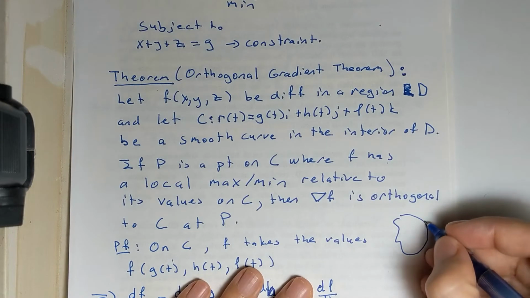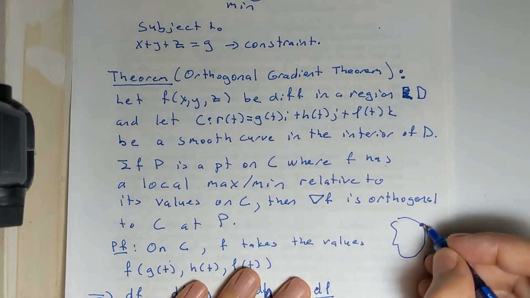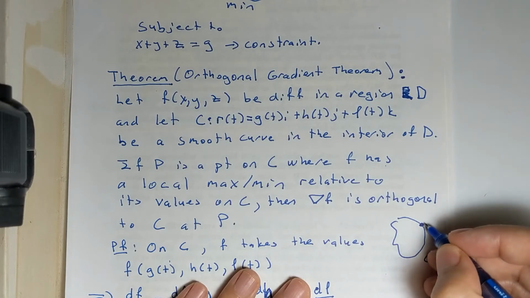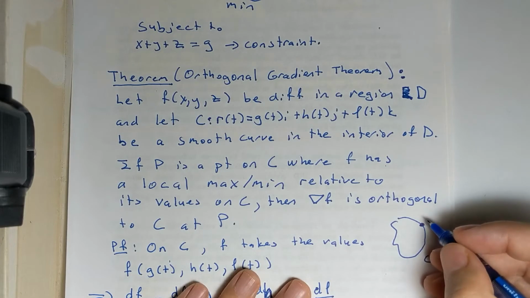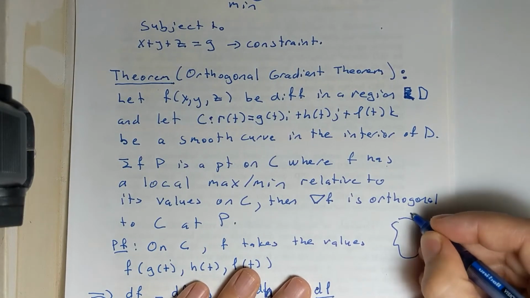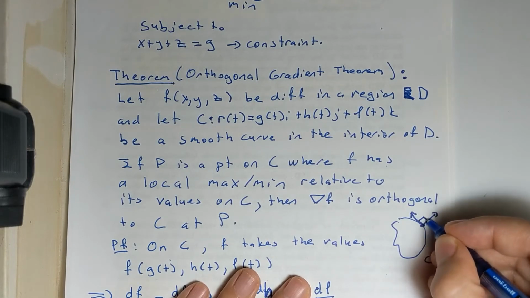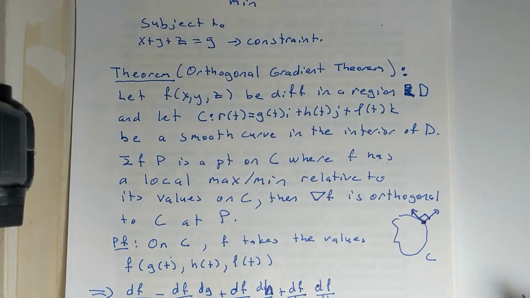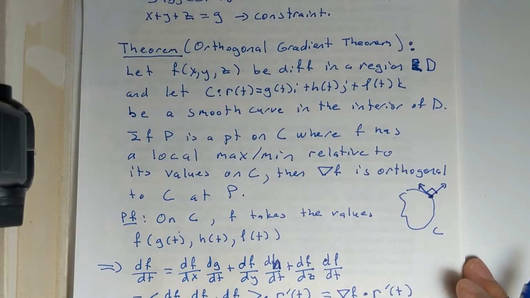That's what I'm going to say. What we're going to show is that if this is a maximum or minimum, an extremum, then the gradient of f is perpendicular to the curve. If you talk about the tangent line to the curve, then the gradient of f is going to be perpendicular, orthogonal to it. Orthogonal means perpendicular, basically.